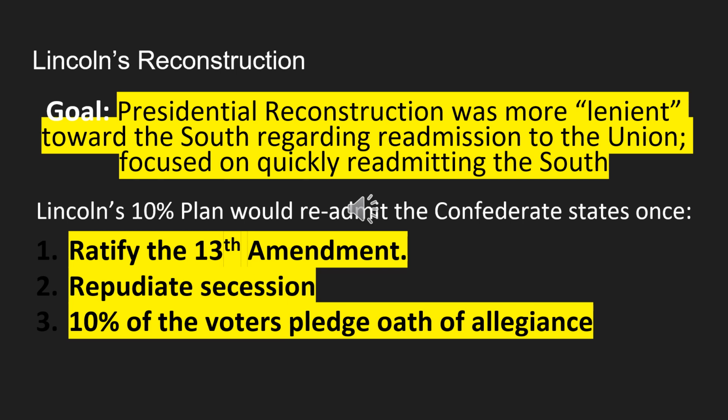Okay, so he proposes the 10% plan. Let's ratify the 13th Amendment. Let's end slavery everywhere. Let's cancel secession. Tell everybody that you're back in the Union, and not only tell them, but 10% of the voters need to pledge loyalty back to the Union. Now 10% is extraordinarily small, but again, it's because he wanted this done quickly. Let's get everybody back in, and then we can focus on fully rebuilding. All right, so presidential reconstruction, far, far more lenient.